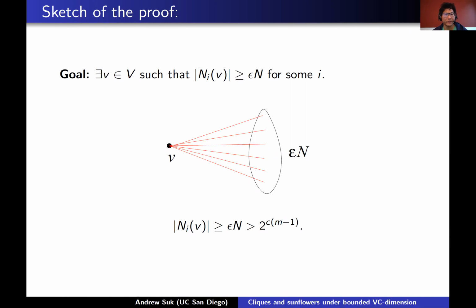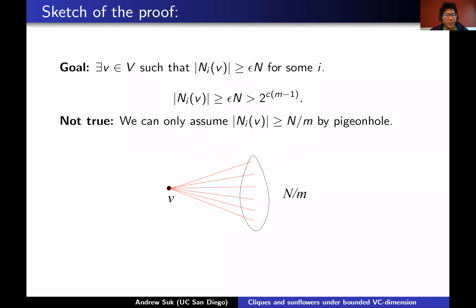So if I can find a vertex with very, very large degree with respect to one of the color classes, I would be done. But unfortunately, this isn't true. There's no reason why this would be true, at least at the beginning. And the only thing you can conclude at the beginning is that there's a vertex, by pigeonhole, such that with respect to one of the color classes, it has at least n over m neighbors.